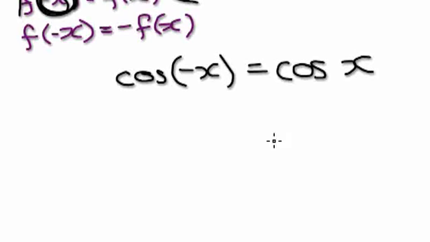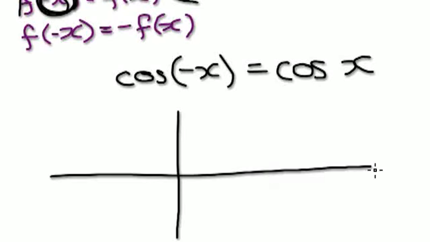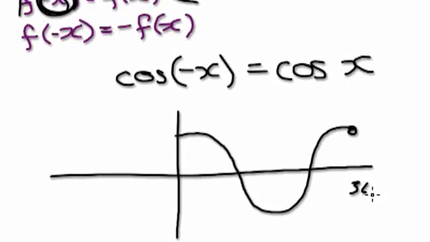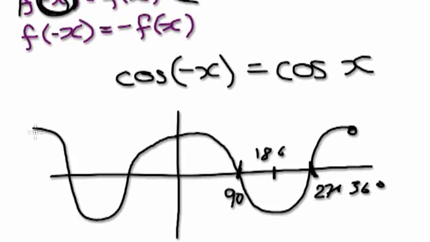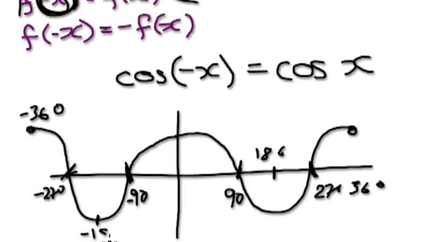So draw your rough sketch of the function. Cosine will look something like this. This is 360, this here is 180, this here is 90, not to scale, and this here is 270. Now let's extend this. So it's like this. This is negative 360, this is negative 270, this here is 90, negative 90, and this here is negative 180.